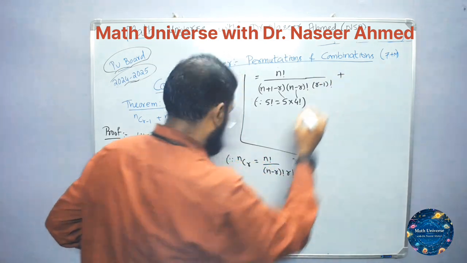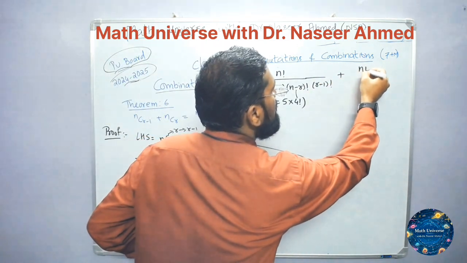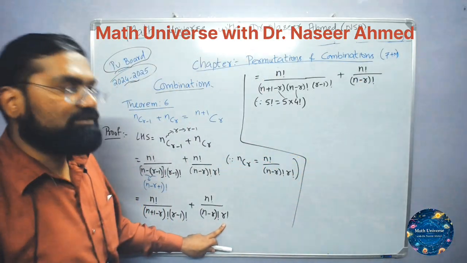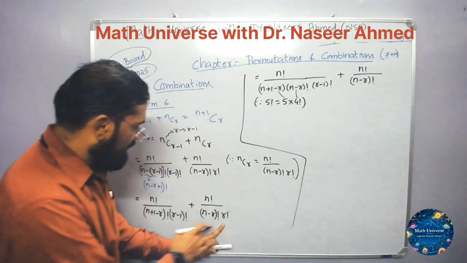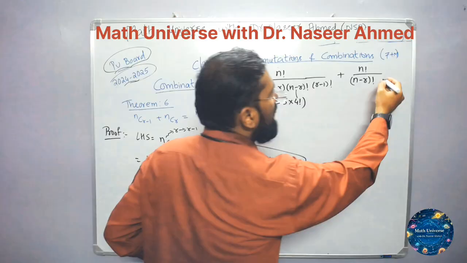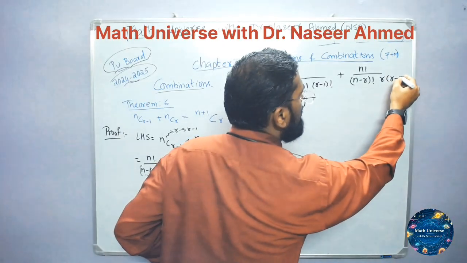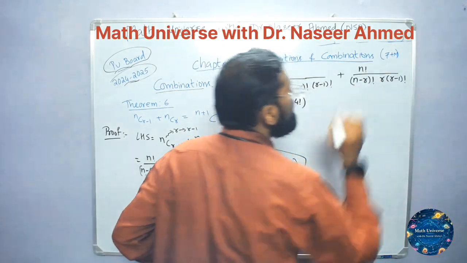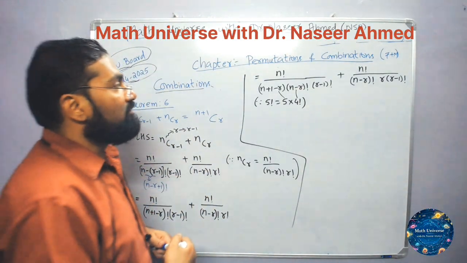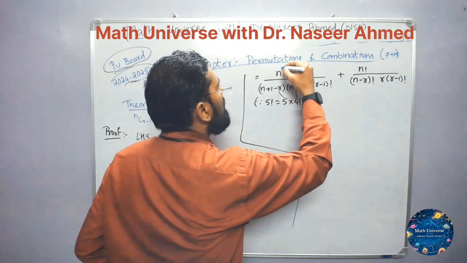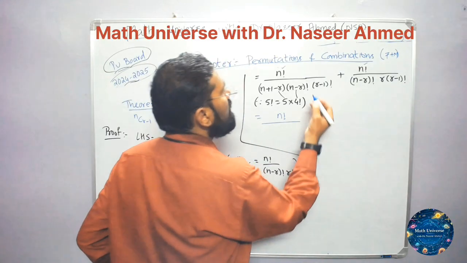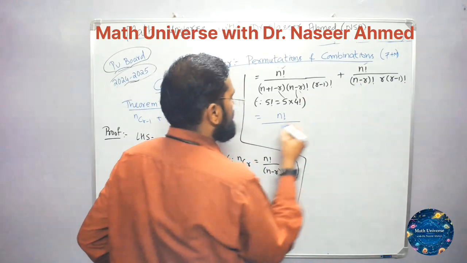Now plus n factorial divided by n minus r factorial. Now see, r factorial is there here. Among r factorial and r minus 1 factorial, r factorial is larger. Using the same logic, I can write r factorial as r into r minus 1 factorial. Job done. Now try to take common. Why did we do this? So that we can take something common. See what's common here? n factorial is common. Then what next? n minus r factorial is common.